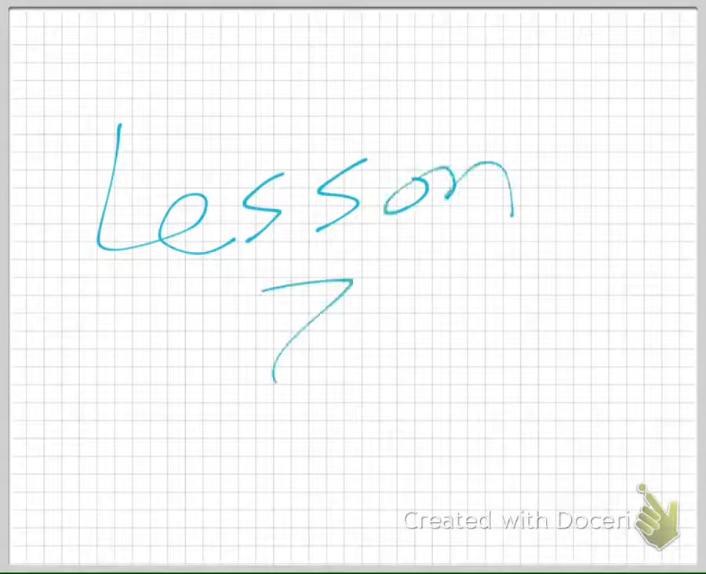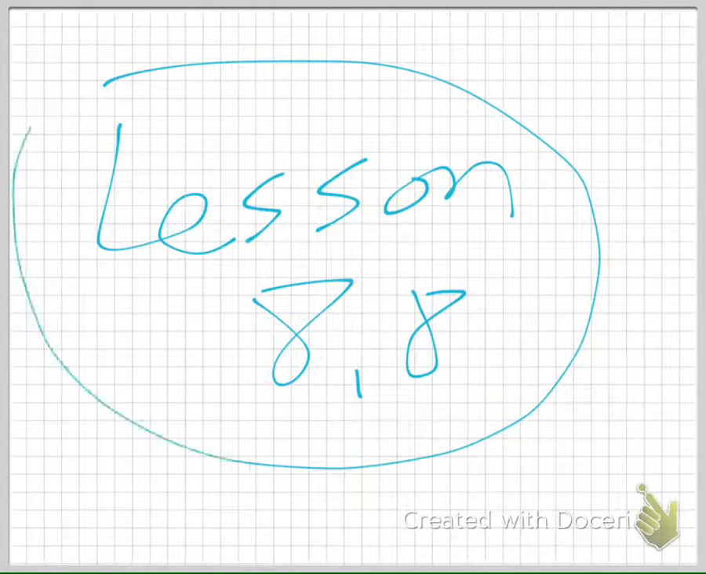This is Pre-Algebra lesson 8.8, graphing linear inequalities. So here's how this works. This is really no different. The way you start this is no different than what you would do in the last two days of our lessons. You have learned how to do this.